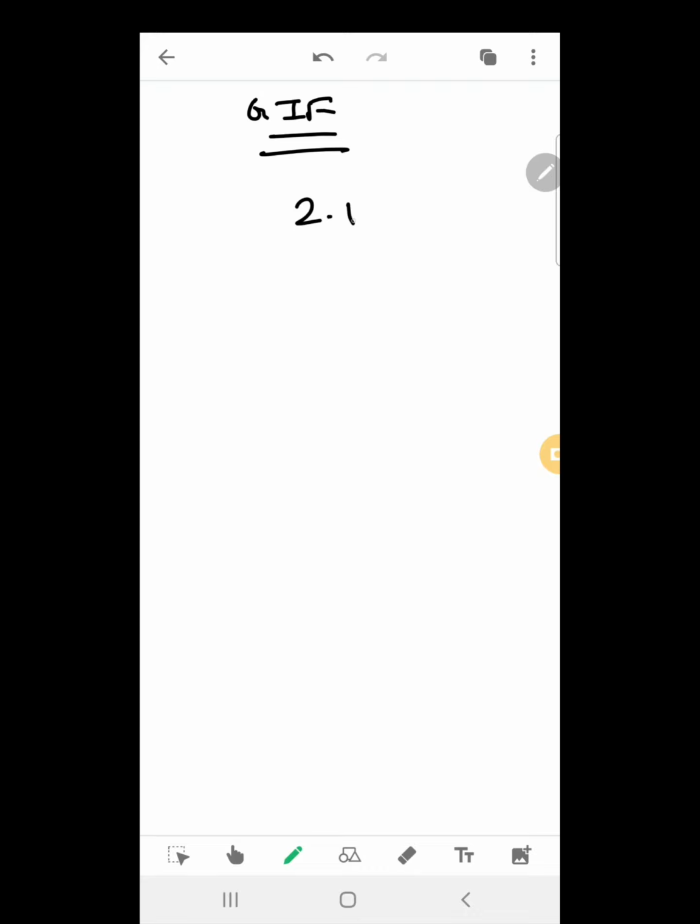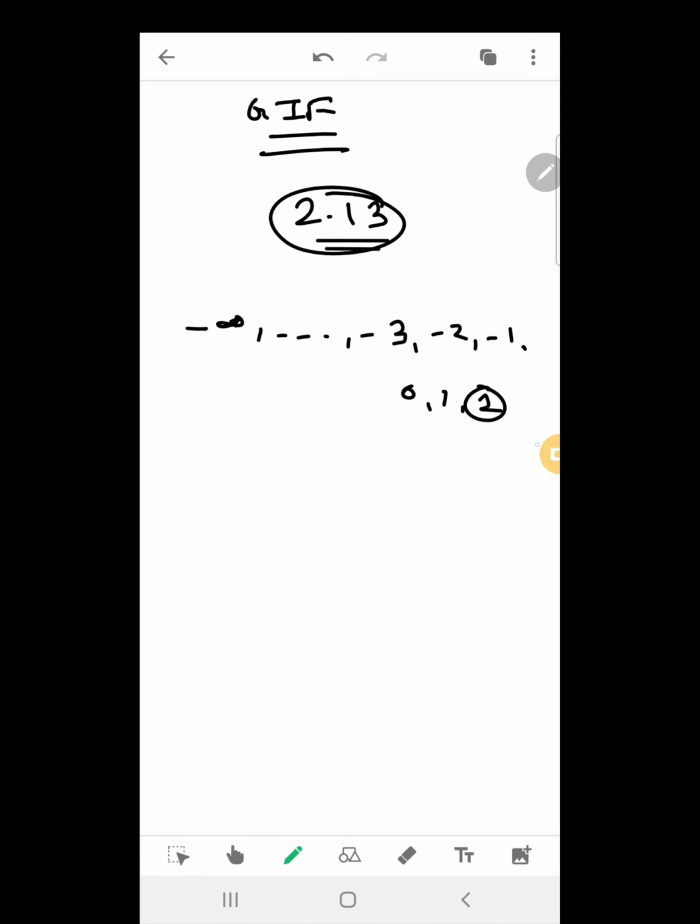Suppose you have 2.13. What are the integers below 2.13? From minus infinity it comes down to -3, -2, -1, 0, 1 and 2. So 2 is the greatest integer below 2.13. This will be the greatest integer function value for 2.13. It is written as box of 2.13 equals 2. If you have an integer itself, box of 2 will be 2.